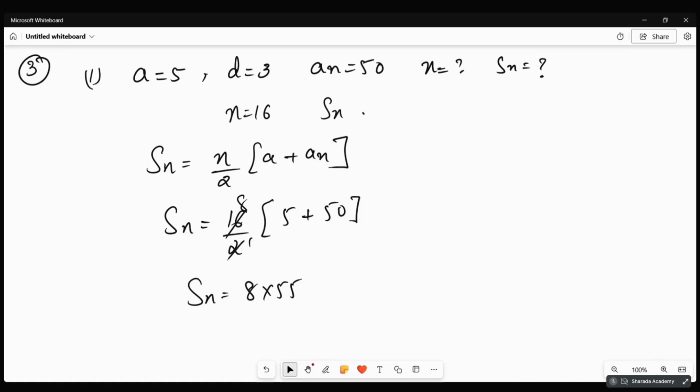If you finish, do this next one. So a is equal to 7, a13 is 35. Find d and S13.